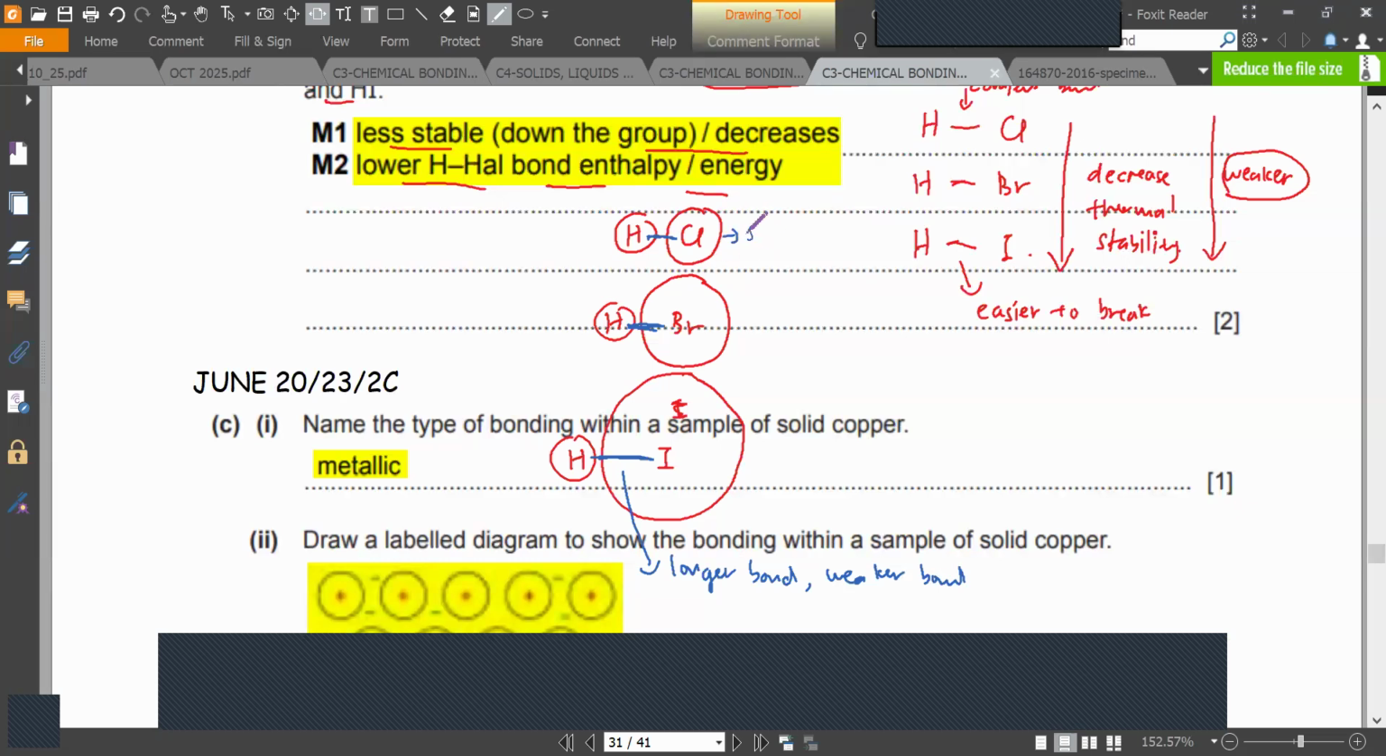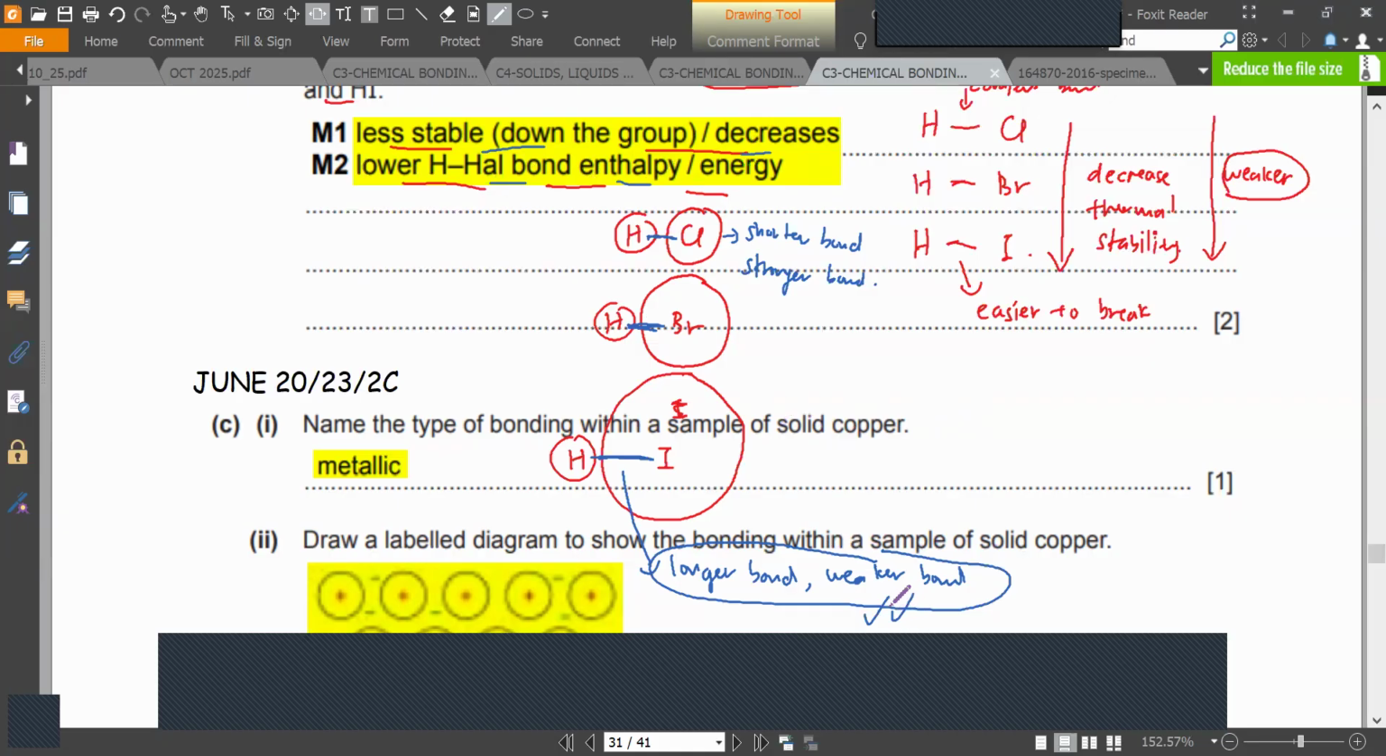So this one is a shorter bond. A shorter bond is also a stronger bond. That's why we are saying less stable down the group. Going down is a weaker bond, so it's less stable. This is lower bond energy, so it's easier to break the bond.